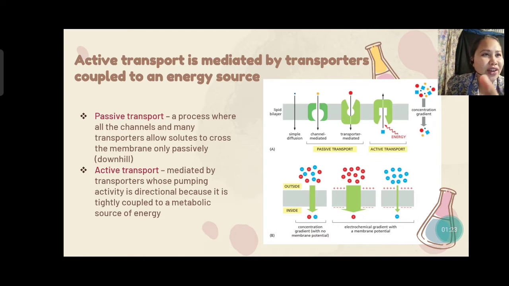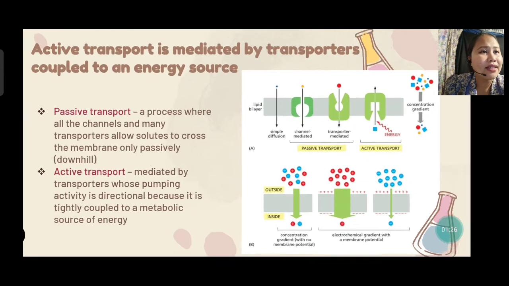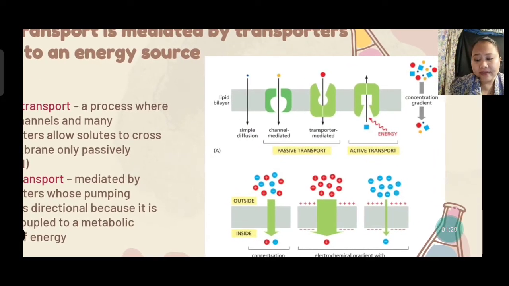So for the concentration gradient, this is the difference in the concentration on the two sides of the membrane that drives the passive transport and determines its direction. The concentration gradient runs from higher concentration to lower concentration. So as we can see, it has a downward motion in its transport. The transport is from a higher concentration of solutes to a lower concentration of solute.